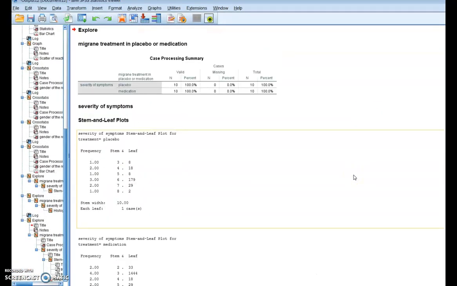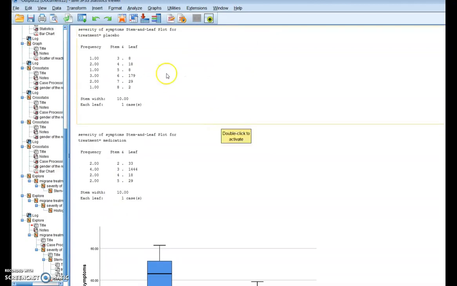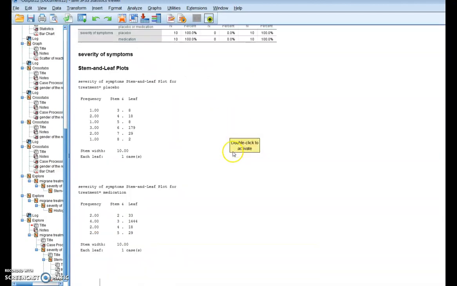This is going to give you an output of several tables. The first table tells you how many data values have been considered. So 10 and 10 for each group: 10 were given the drug and the other 10 were not. And then this is the stem and leaf plot, and we'll talk about what a stem and leaf plot is about. 3.A means it's 3.0 or 4.1 and 4.8 on the stem and leaf.